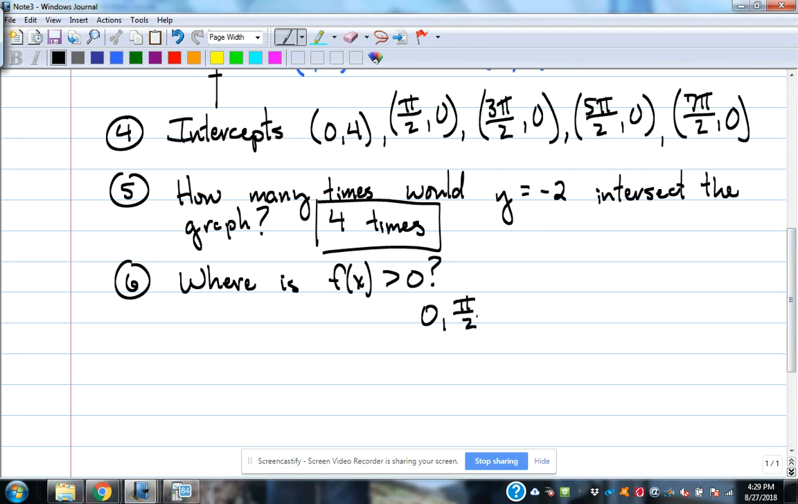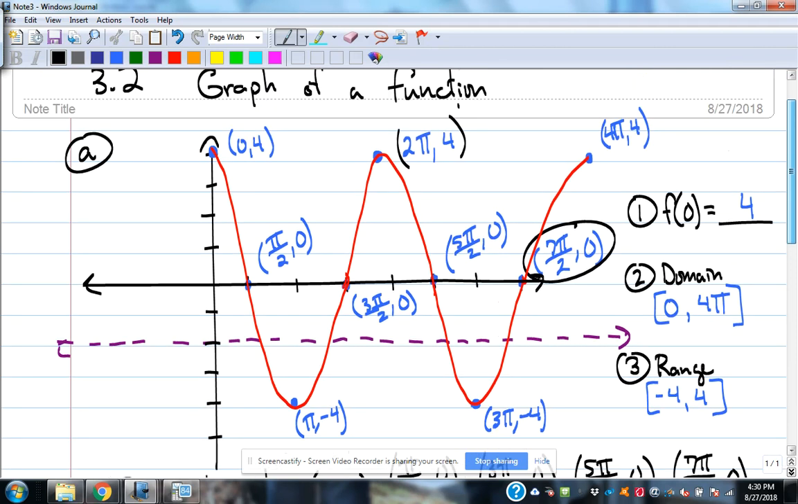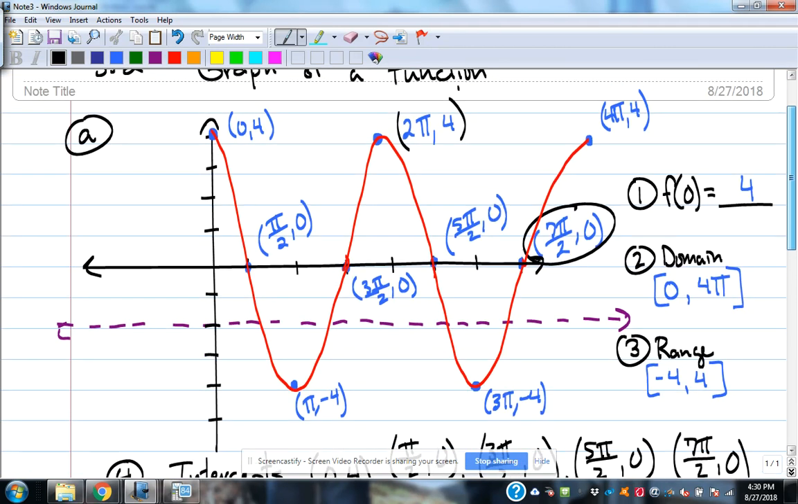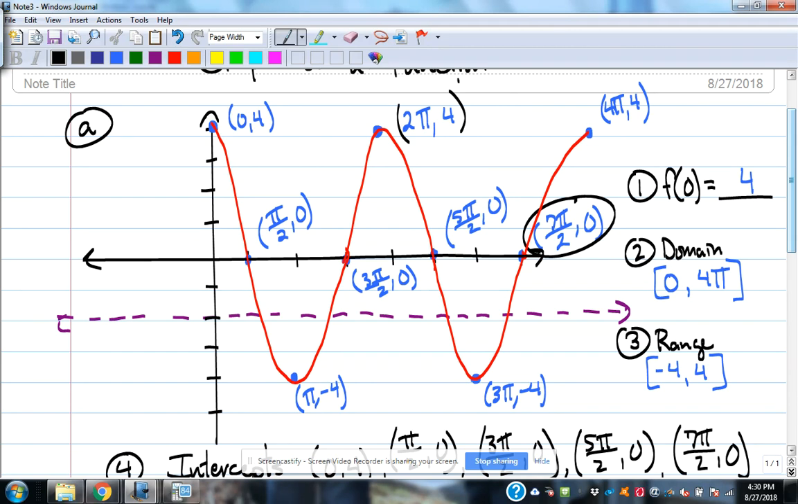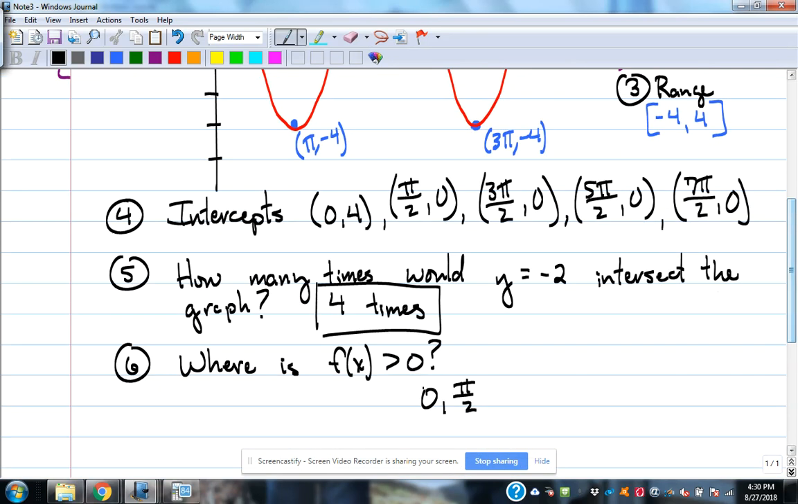Which one is included and which one is not? Why? The y value for 0 is positive 4, and that's definitely greater than 0. So that one is included. What about this one? There you go. It is 0. It's not greater than 0. It's equal to it. So we don't have an equal-to mark. So that's going to be a bracket on the 0 and a parenthesis on the pi over 2.